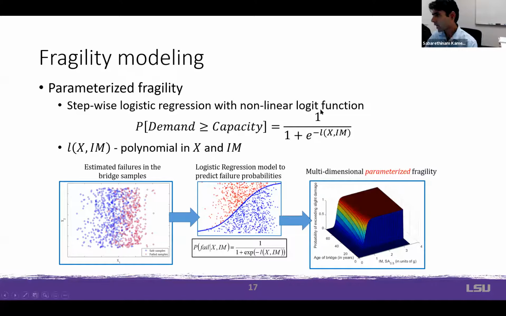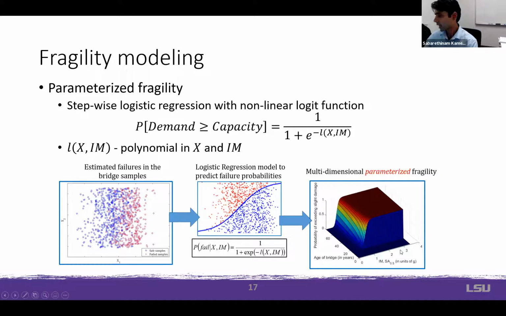For fragility modeling, I use stepwise logistic regression. I use stepwise because that doesn't entail any parameter selection from our side. It automatically selects the key parameters that are going to give the best fragility model. This, for example, shows the failure and the safe samples. The logistic regression model is supposed to separate the failure and the safe samples in this form. And finally, if we have a parameterized fragility function, which is this logistic regression, we can change our parameters or intensity measures and see how the fragility looks.